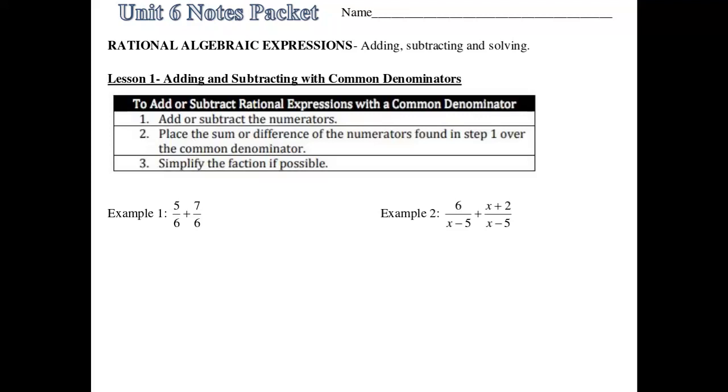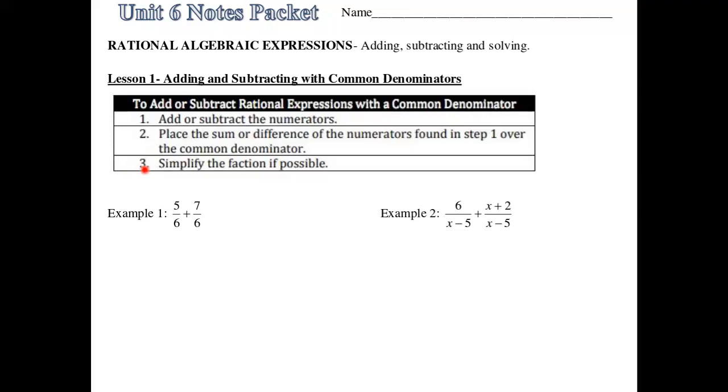All right, so as you can see on the front page here of your notes, we've got this box talking about some key steps when we have that common denominator. So first and foremost, step one, we're going to add or subtract the numerators. Since the denominator is already the same, when we're adding fractions, if they're just numbers, we're allowed to add across the top if they have a common denominator. Same case here if it's a rational expression. Step two, we're going to place that sum or difference of the numerators that we found right over the common denominator. So again, we're going to put that together as one big fraction.